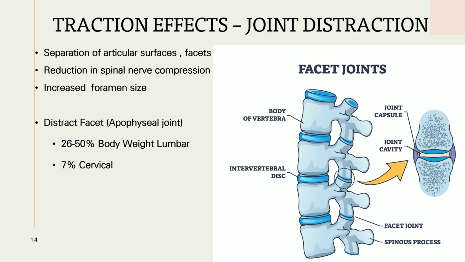Now, as we first start distracting, we're actually going to distract the soft tissue first: the muscles, the ligaments, and the tendons. With enough pressure increase, we start having facet joint distraction. And the force required is dependent on the size of the facet joint and the health of the joint. So, for example, if we're going to distract lumbar facets, it's going to be 26 to 50% of body weight, whereas on a cervical spine facet, it will be a much lower number, like 7%.